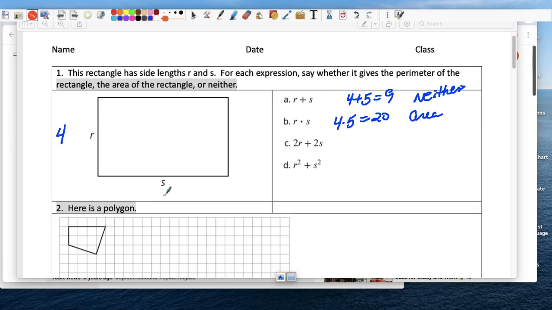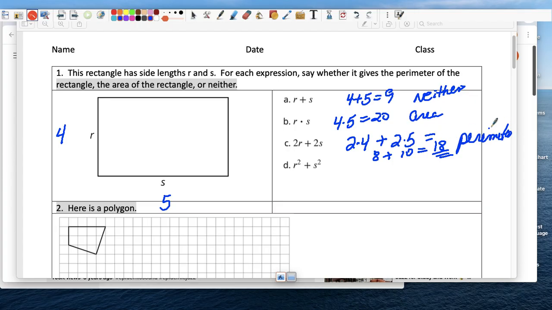Again, I chose 4 and 5. You could have picked 5 and 7, 3 and 5, 3 and 4. It doesn't matter. I picked 2 numbers. Now what happens if I multiply r, which is represented by 4, times 2, then I multiply 2 times s, which is represented by 5, and then add their sums? Well, 2 times 4 plus 2 times 5. I get 2 times 4, which is 8, and 2 times 5, which is 10. I get 18. And what did I just do? I actually found the perimeter.